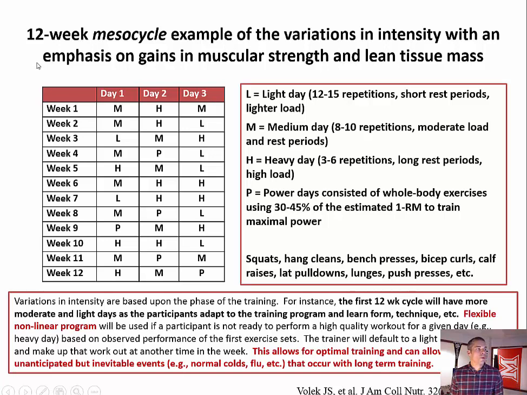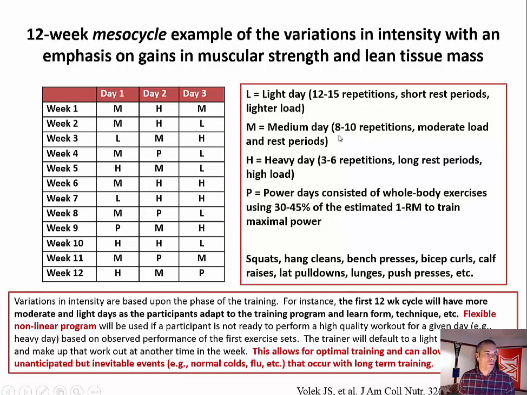So this is an example of a 12-week mesocycle that we use in this study, and I'll define mesocycle later on. This mesocycle example shows variations in intensity with an emphasis on gains in muscular strength and lean tissue mass. So for this example here, over the course of the 12 weeks, again alternating light, moderate, heavy, and power days within a given week.